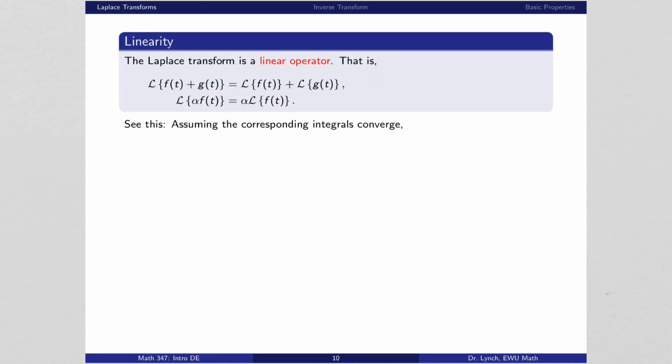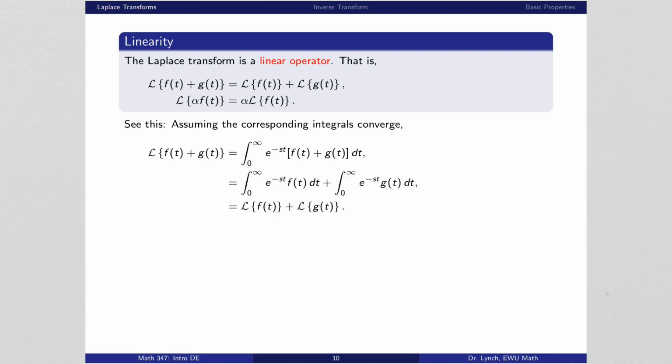It's worth mentioning that the Laplace transform is a linear operator. It's linear in the same sense as it was linear before, namely that the transform of a sum is the sum of the transforms, and the transform of a scalar multiple of a function is the scalar multiple of the transform, again, assuming that the integrals converge. So we can see this quickly just by applying the definition, right? The transform of f plus g is an integral of f plus g against the kernel, and the integral of a sum is the sum of the integrals just so long as the integrals converge, which is the Laplace transform of f plus the Laplace transform of g. And it works similarly for the Laplace transform of a scalar multiple as well.